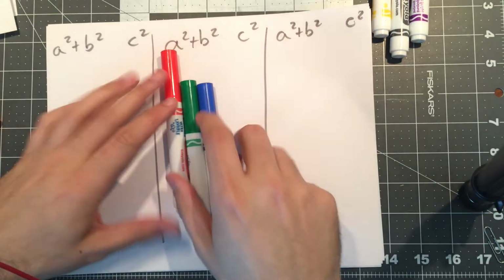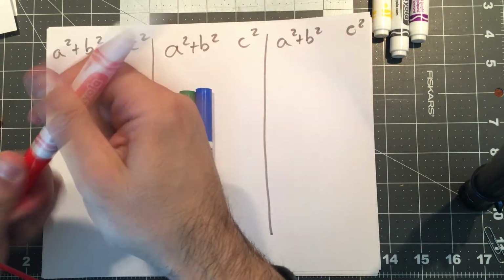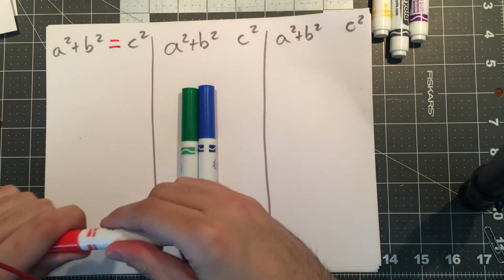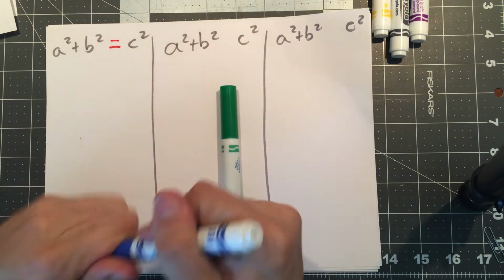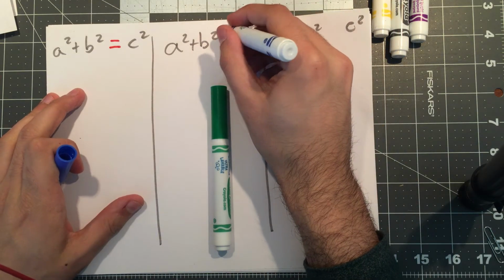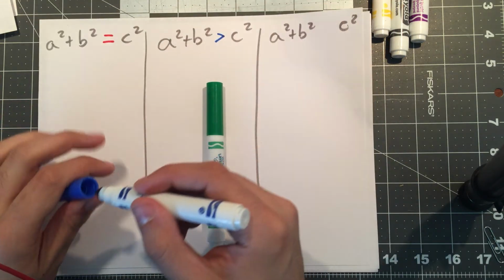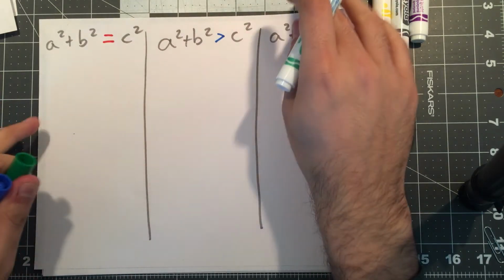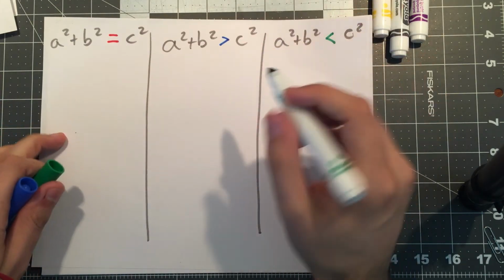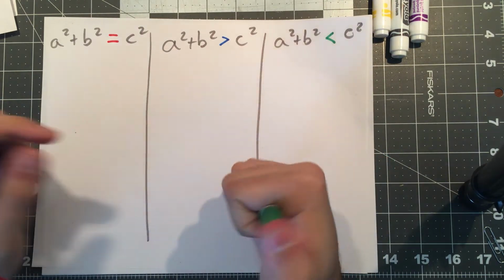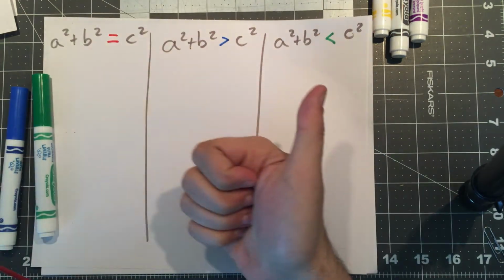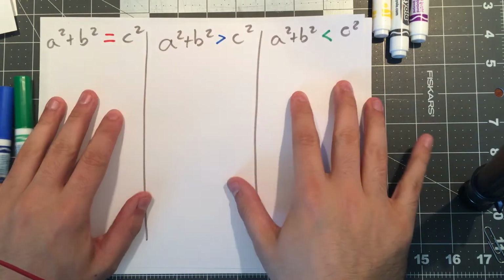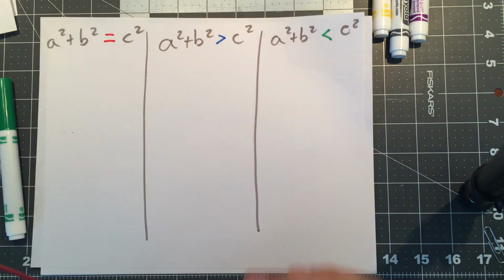All right, I'm going to use 3 colors. Number 1, we're just going to start with equals. So that's our Pythagorean theorem that we've talked about. Let's talk about is greater than, and let's talk about less than. So we actually can know exactly what kind of triangle we have, a right triangle, an obtuse triangle, or an acute triangle, based on our results for taking our 3 sides.